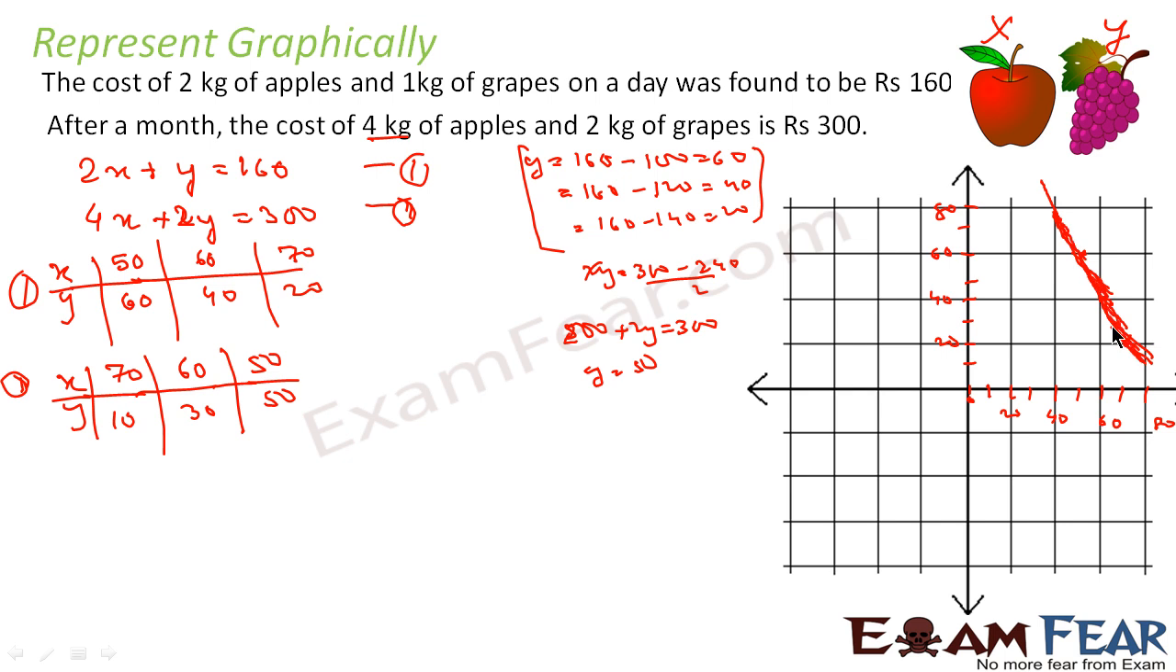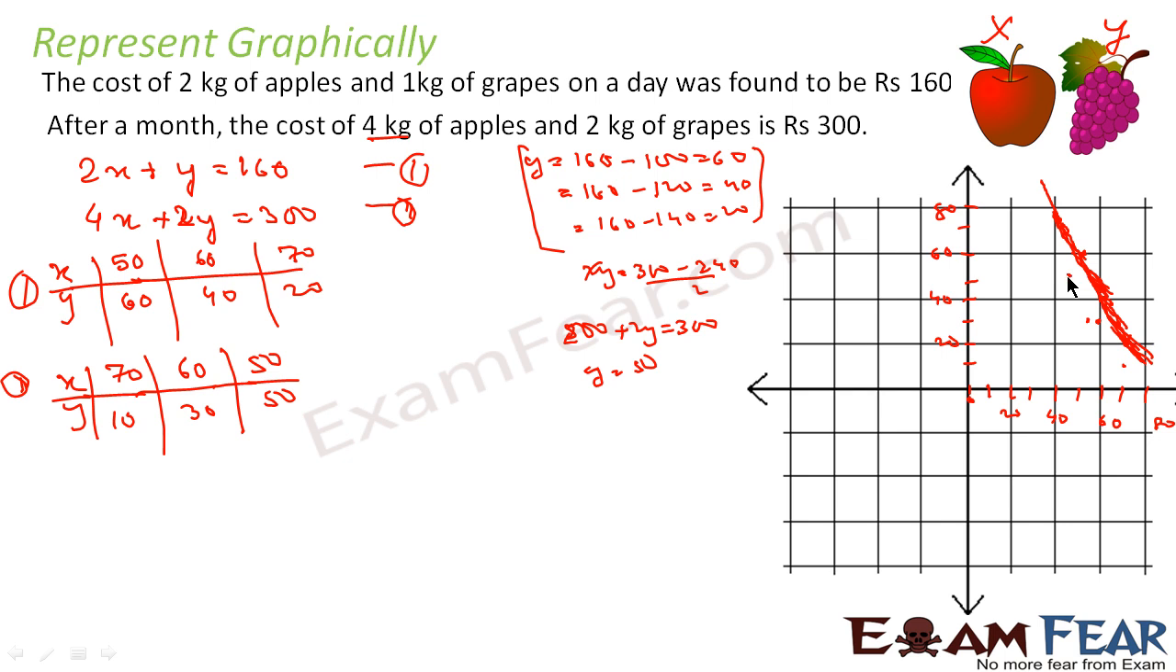Now let's plot for the second one. X is equal to 70 and y is equal to 10, this point. X is equal to 60, y is equal to 30 is this point. X is equal to 50, y is equal to 50 is this point.